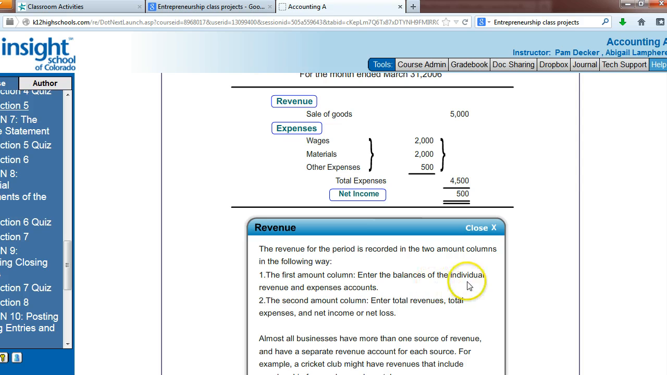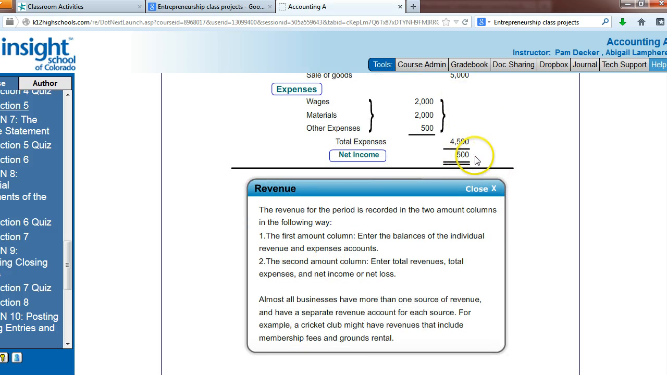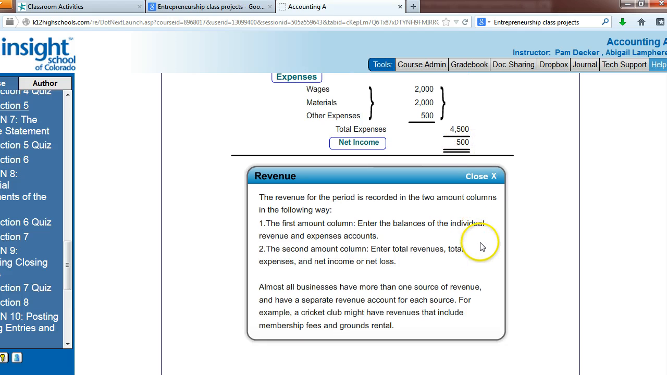The first amount column enters the balance of the individual revenue and expense accounts. The second amount column enters total revenues and total expenses. So we use this first column to list all the individual balances, and then the second column to list the totals. If we had several revenue accounts, we would list them all in the left column first and then total them and move that total into the right column. I think I said that differently on the previous page, but that's just because there is only one revenue account. Same with this one. If there were multiple revenue accounts, we would be listing them all in this left column and recording the balance in the right column, just like they did with these expenses. Listing the expenses in the left column, they record the total in the right column, and then they do their math here to find the total net income.